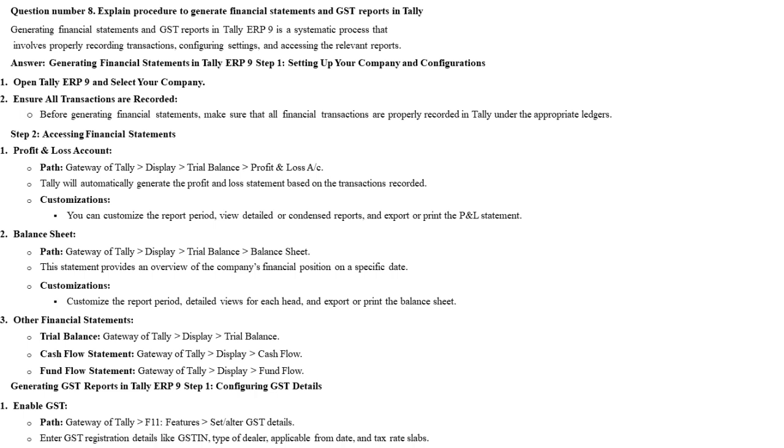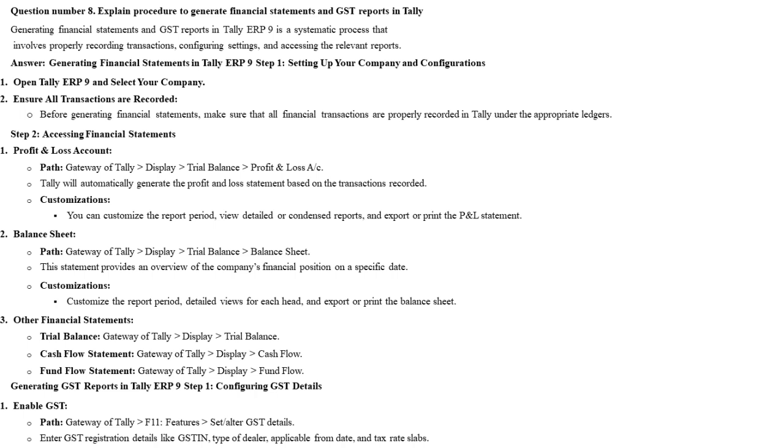Step 1. Setting up your company and configurations. 1. Open Tally ERP9 and select your company. 2. Ensure all transactions are recorded. Before generating financial statements, make sure that all financial transactions are properly recorded in Tally under the appropriate ledgers. Step 2. Accessing financial statements.